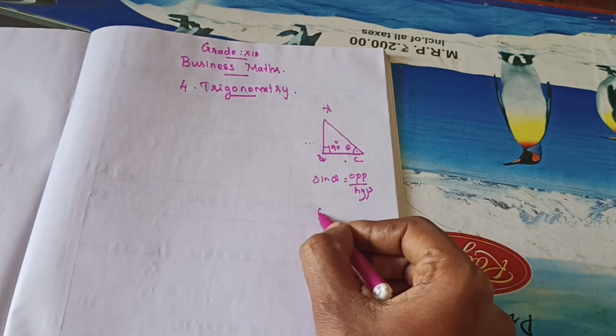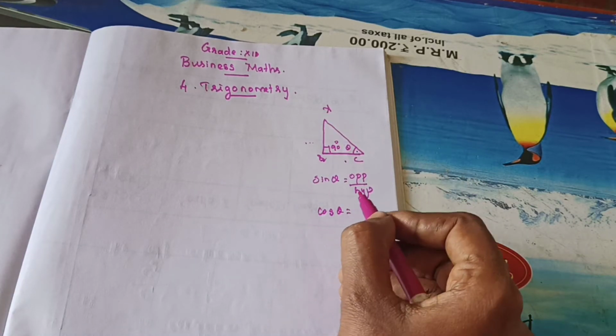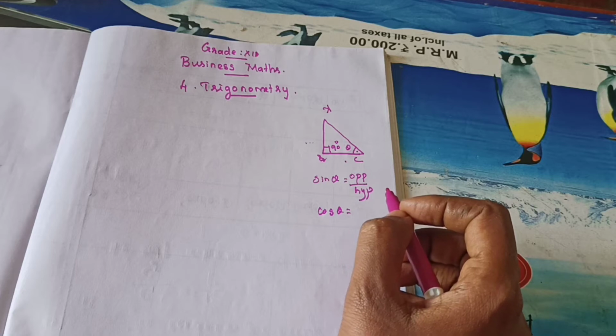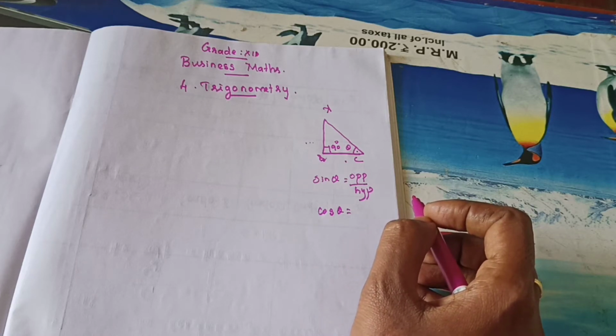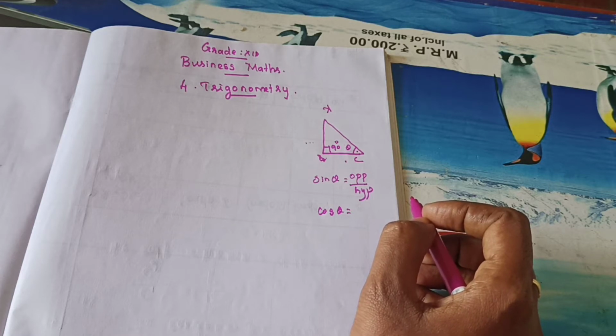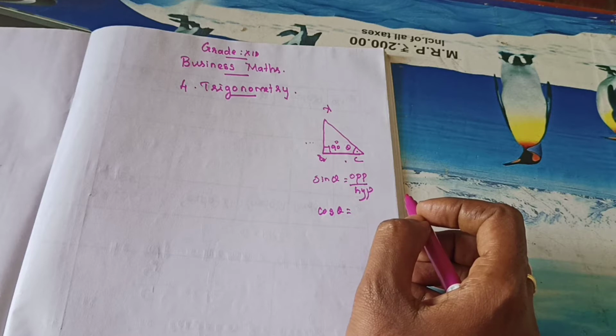Same as that, what will cos theta be? First of all, what are the six trigonometric ratios? What are the six trigonometric ratios? These are the things you need to take down in your note. I will explain whatever you need to note. These are all the basic things, we will just go through that.